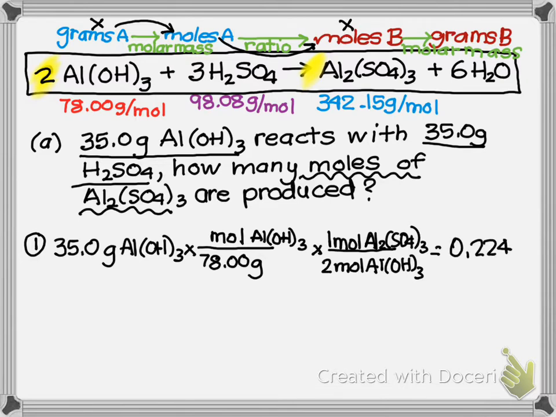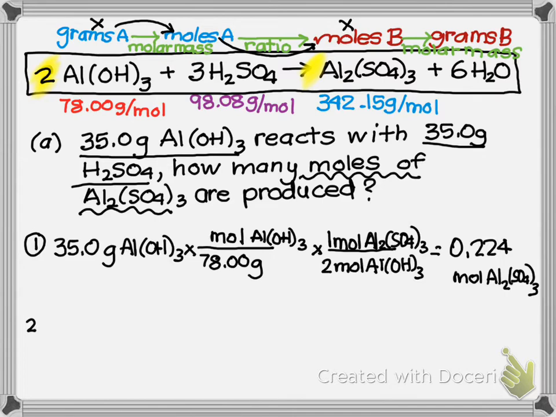And I get 0.224, and I'll write underneath it just because I don't have a big space, moles of aluminum sulfate. So I'm cramming it. Okay. So that's how many moles 35 grams of aluminum hydroxide will make. Well, I have to compare both reactants.